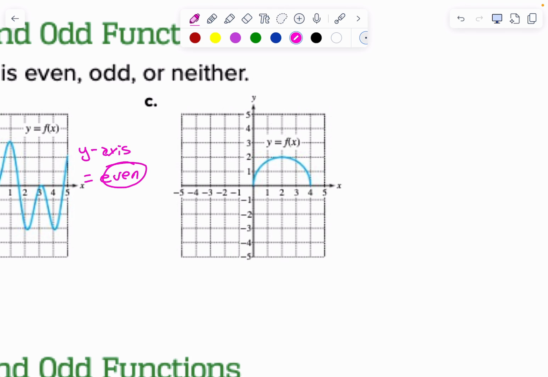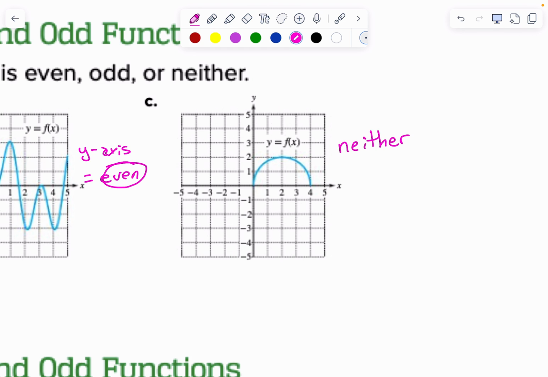Letter C. This was what you were talking about before, where you said if he shifted, he doesn't have symmetry. This one doesn't. If he was like this, then he would have y-axis symmetry, but the fact that he shifted to the right, this is neither. This is none of the above. Good?